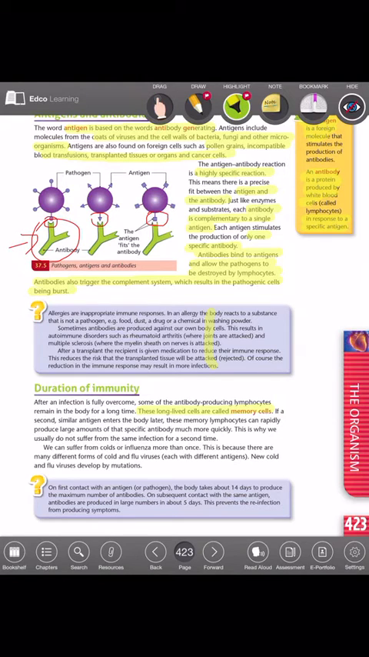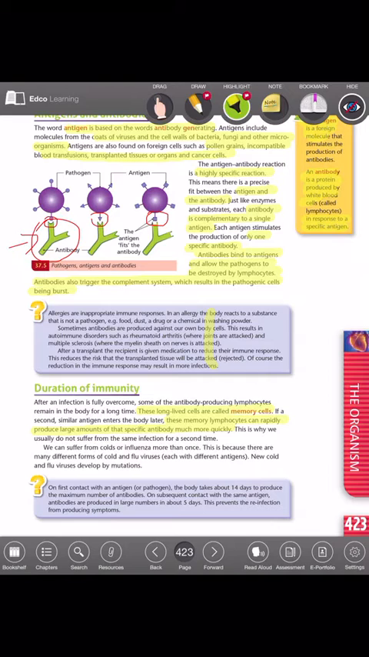They will recognize any sort of antigens that enter the body, and there will be an automatic antibody response to them. So if a second similar antigen enters the body, these memory lymphocytes can rapidly produce large amounts of that specific antibody much more quickly.